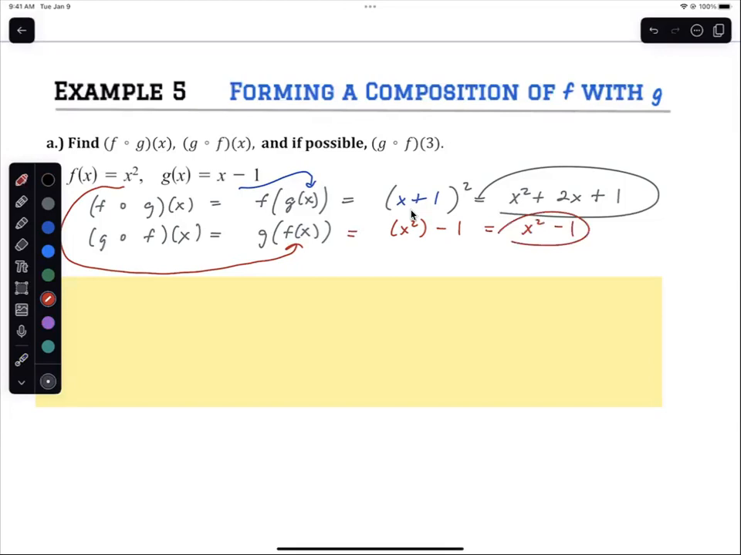Then, if possible, g composed with f of 3. The domain of this and the domain of this is all real numbers, so we don't really have to worry about the if possible part because we can. So g composed with f of 3 means we're going to take g composed with f of x, which is this guy, and replace the x with a positive 3. So g composed with f of 3 is going to be equal to 3 squared minus 1, which is 8.